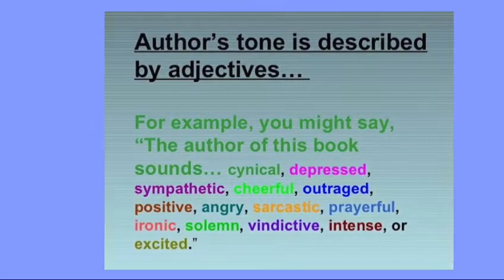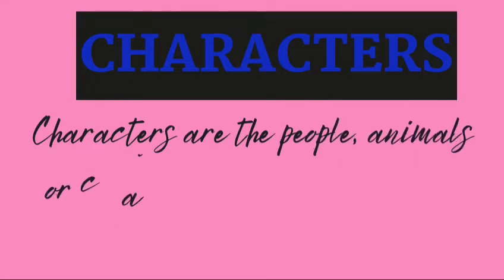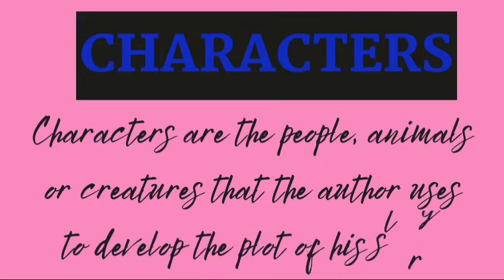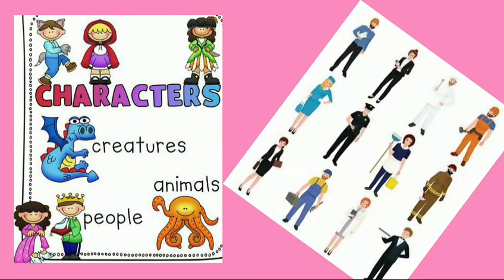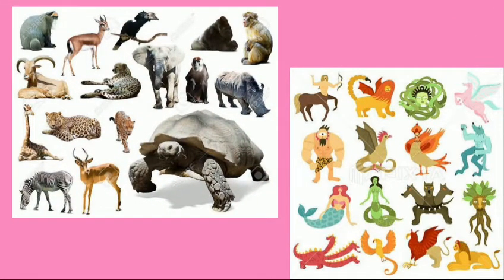Next is character. Characters are the people, animals, or creatures that the author uses to develop the plot of his story. Characters are not only humans. They could be objects, they could be animals, or even creatures. The pictures here reflect human characters, and these are animals and creatures that can also be characters in a work.